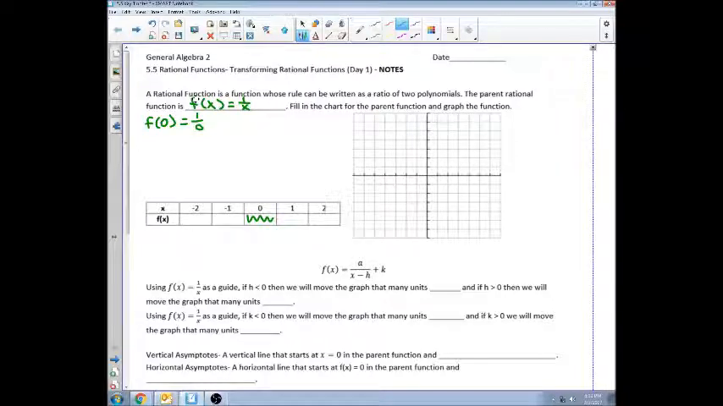Okay? Now, we're going to move to the right. So f of 1 is equal to 1 over 1. Well, 1 over 1 is 1. So our f of x is 1. Then f of 2 will be 1 over 2, which equals 1/2.